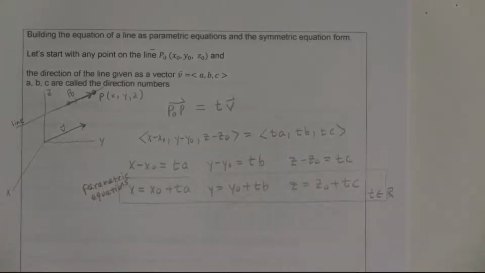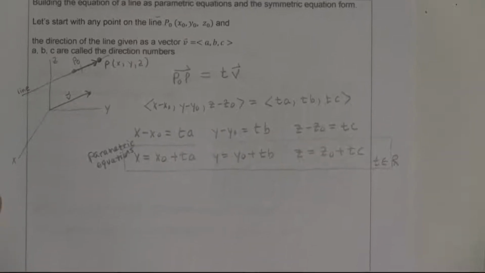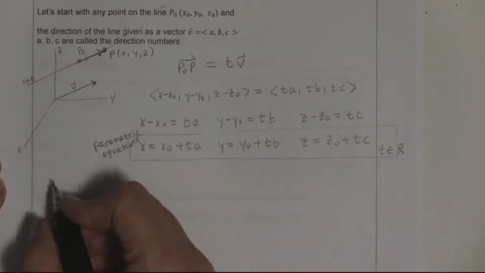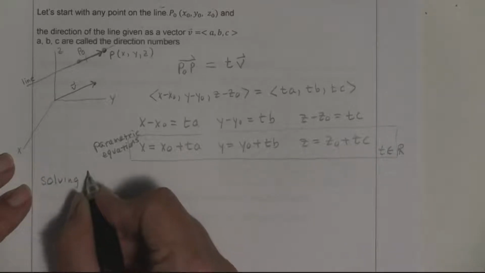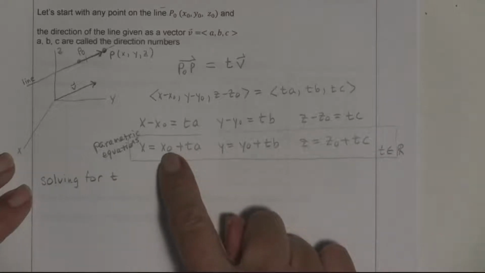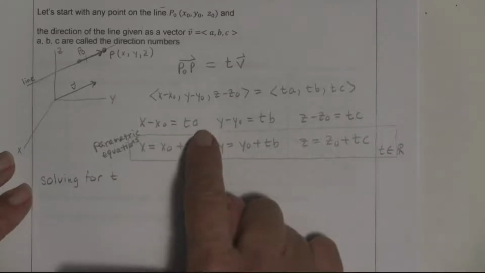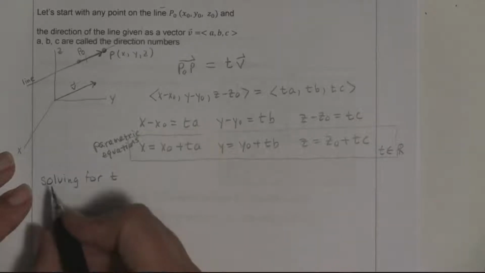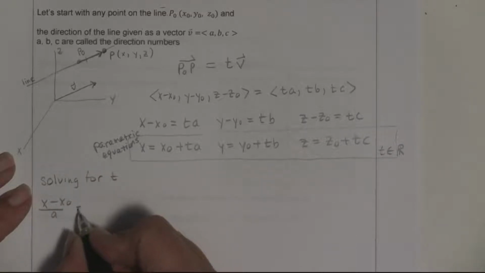The parametric equations. If I take each one of these and I solve it for t, so that's what I'm going to do next, is I'm going to solve for t. So solving for t. If I solve for t, I'm going to take away x naught, right? I guess go back to here, right? And then divide by a. Is that okay? So x minus x naught divided by a equals t.